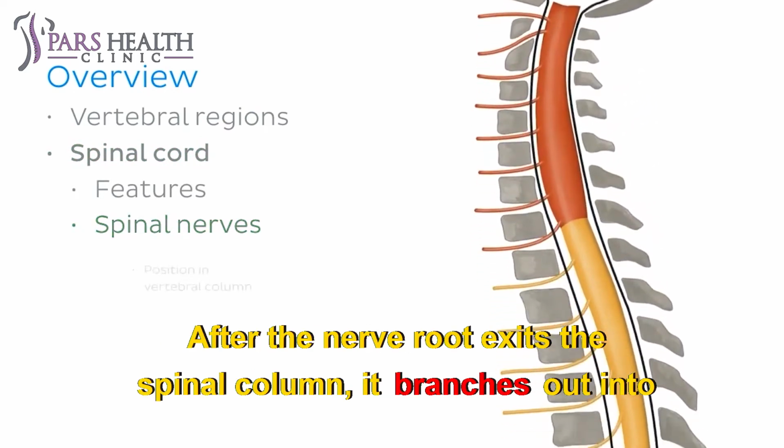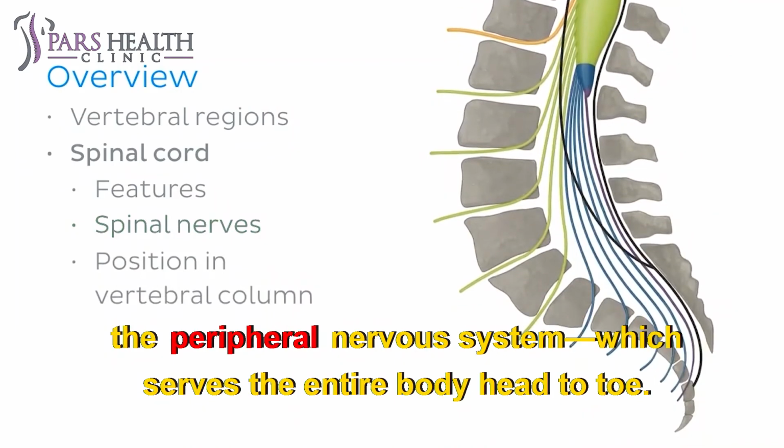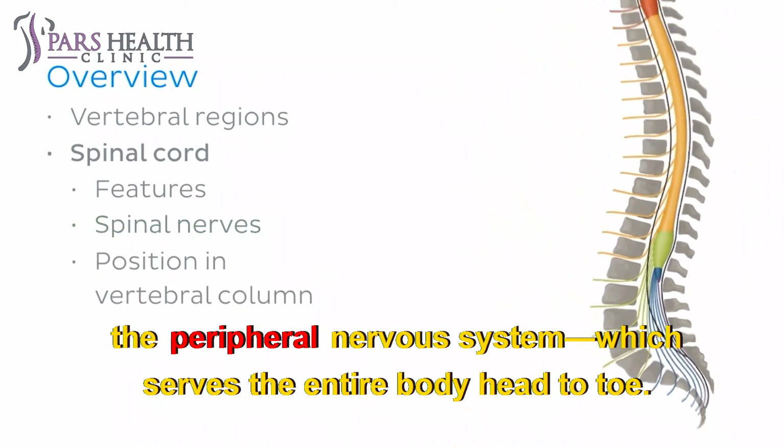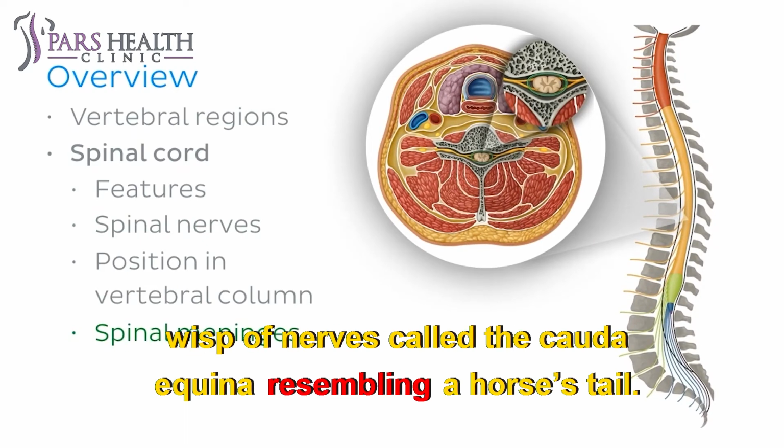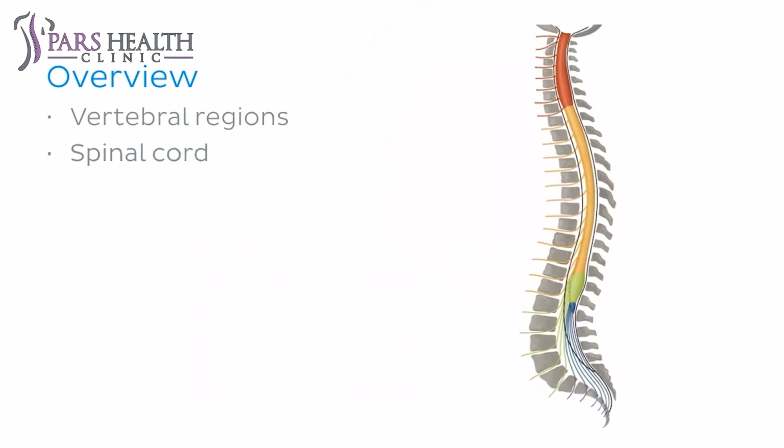After the nerve root exits the spinal column, it branches out into the peripheral nervous system, which serves the entire body head to toe. Near L1 in the sacrum, the spinal cord ends and becomes a fan-like wisp of nerves called the cauda equina, resembling a horse's tail.